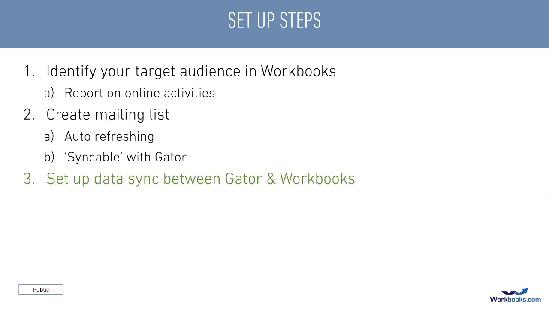Next, you need to move into Spotler, or Gator, depending what you're used to calling it, to set up something called a data sync. This enables Gator and Workbooks to share the data. You should give your Gator data sync the same name as your Workbooks mailing list. This process will automatically create a group in Gator. Next, you should set up the Gator campaigns that you want to include in your workflow.